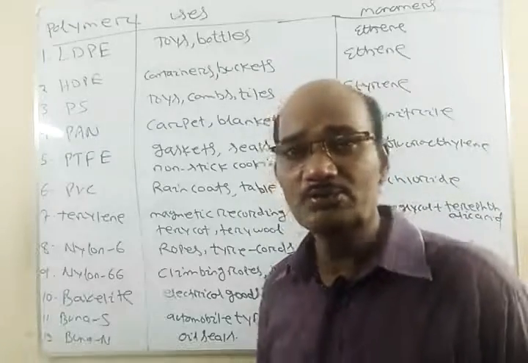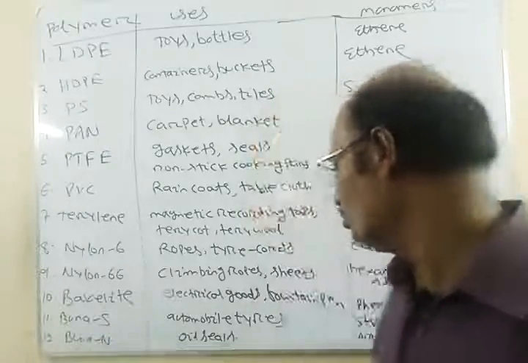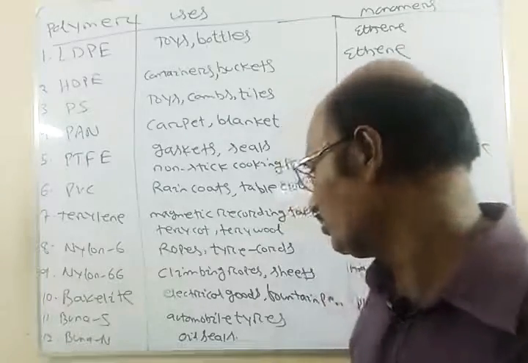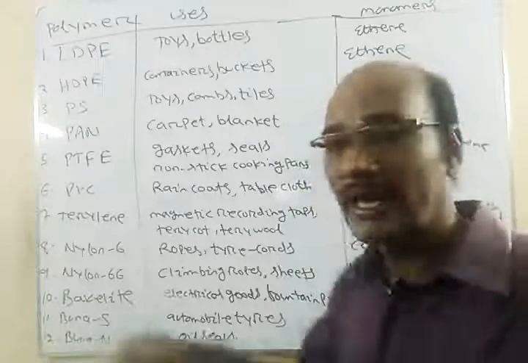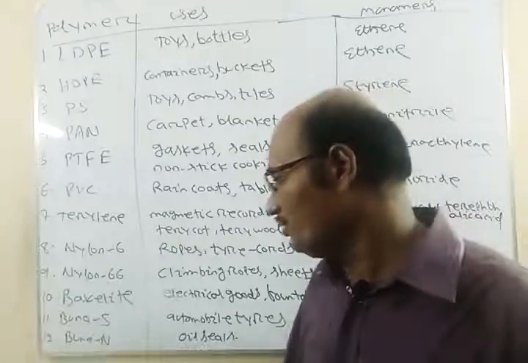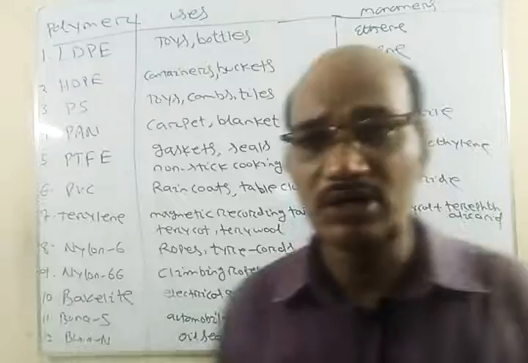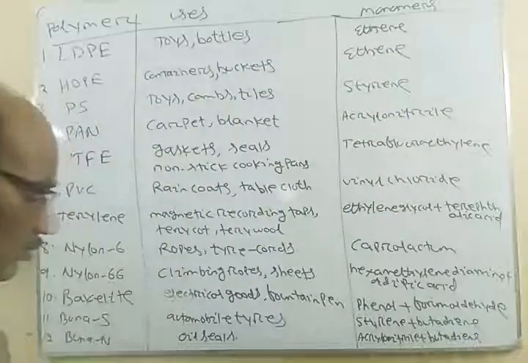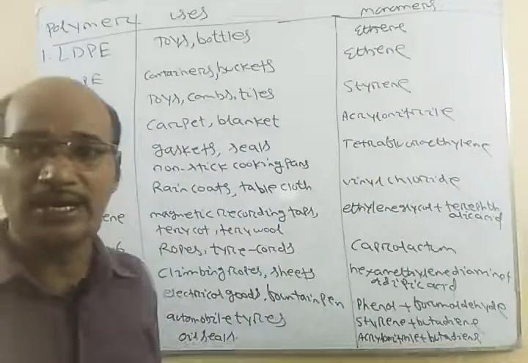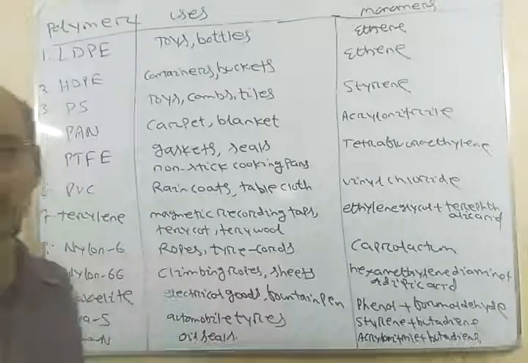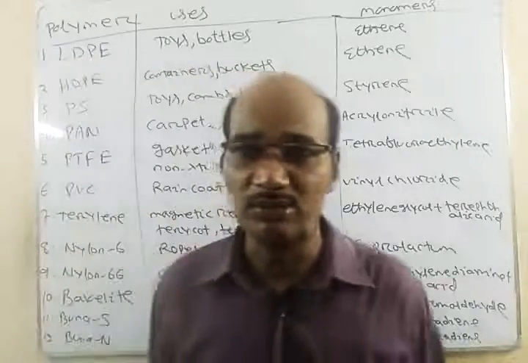Buna S, butadiene styrene rubber. So here the monomers are styrene and butadiene, and we are using it for making automobile tires. And Buna N, the nitrile rubber. Here also the monomers are acrylonitrile and butadiene, and we are using Buna N for making oil seals. So these are all about the polymer chapter.